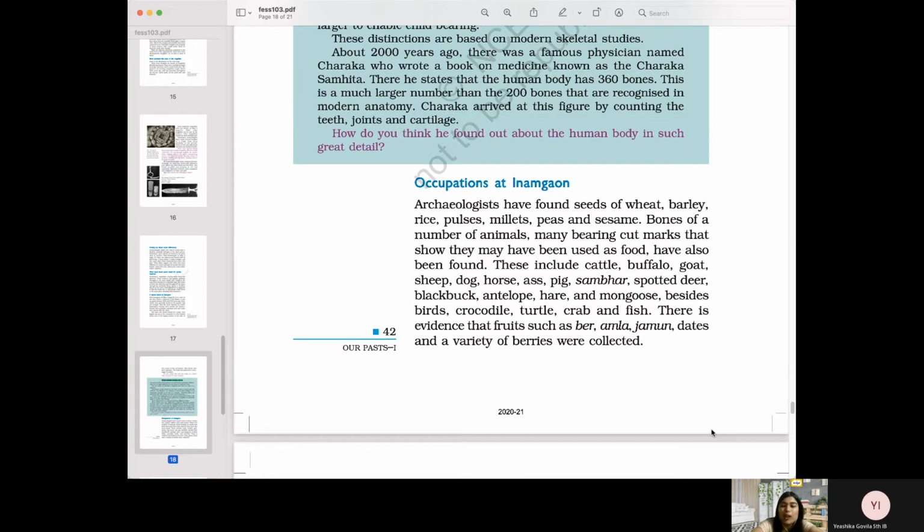But once Varghese Kurien started Amul in India, other brands came along with it. And it's not just limited to milk now. We get so many things, right? Like cheese and whatnot, whatever we love. So hence, we don't see these occupations at Inamgaon or any other place.